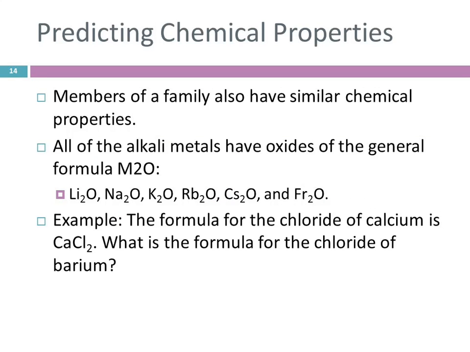We can also predict chemical properties from the periodic table. And this is something we use a little bit more often. What we find is that members of a family, remember that's another word for group, a group, also have similar chemical properties.